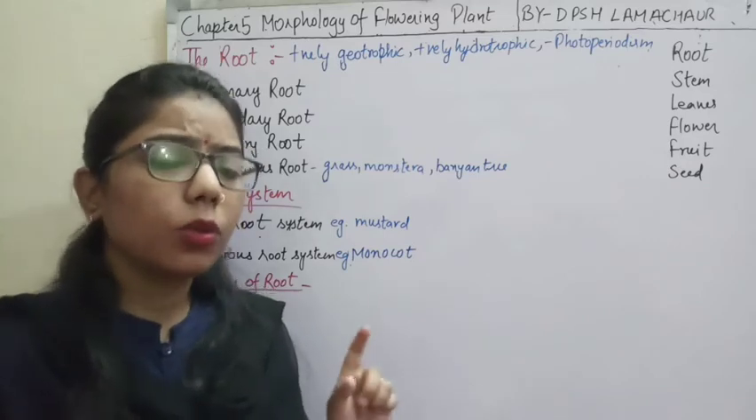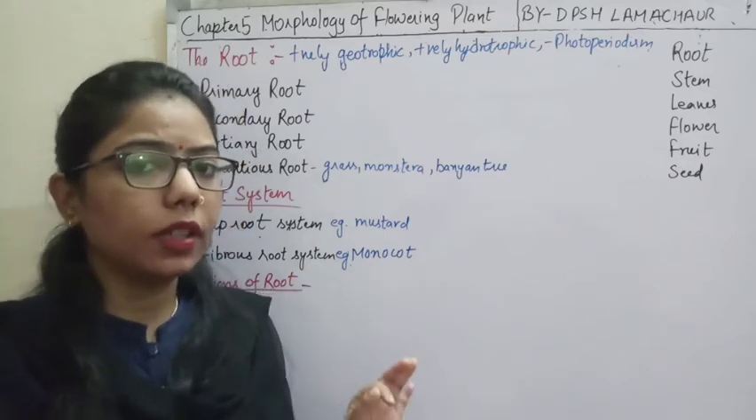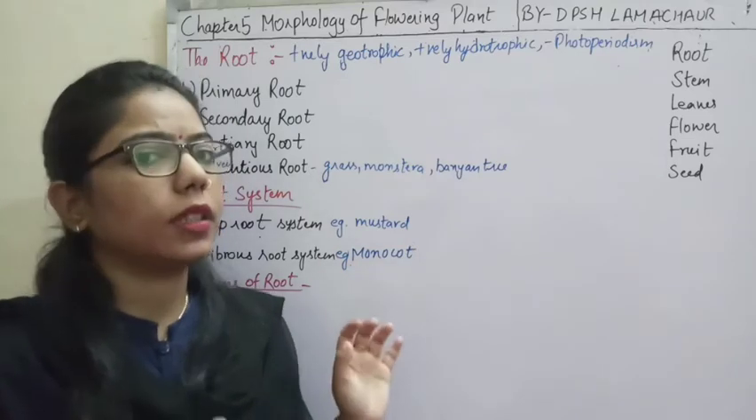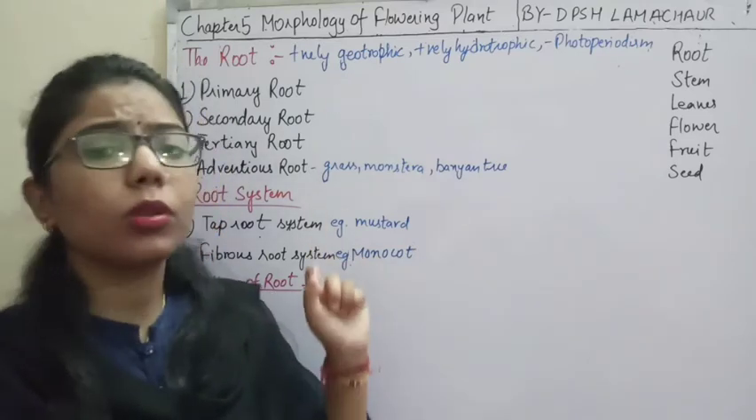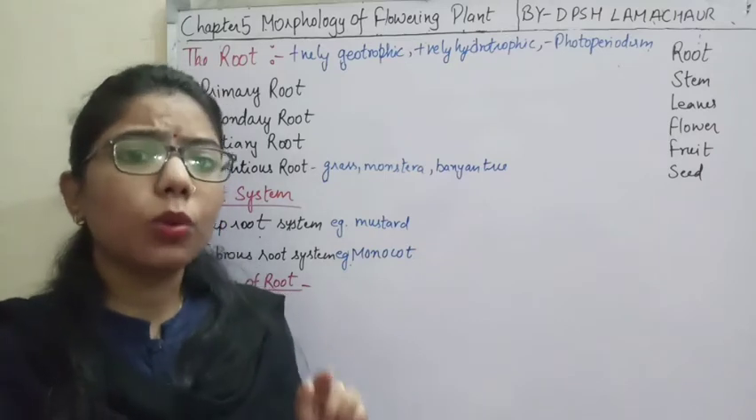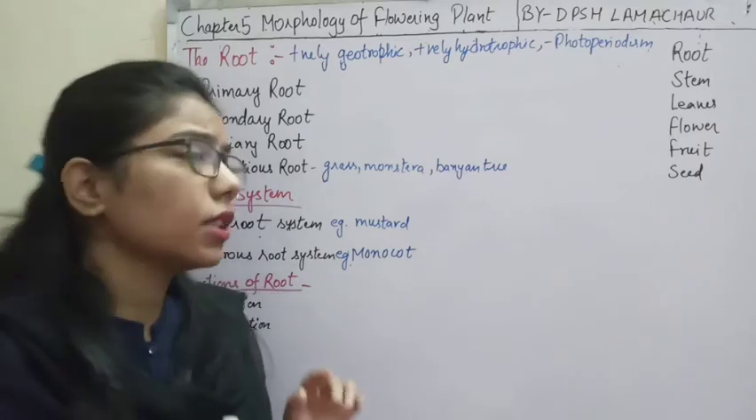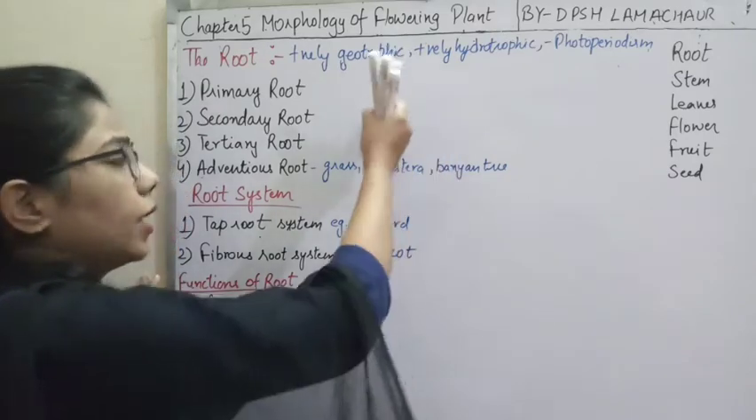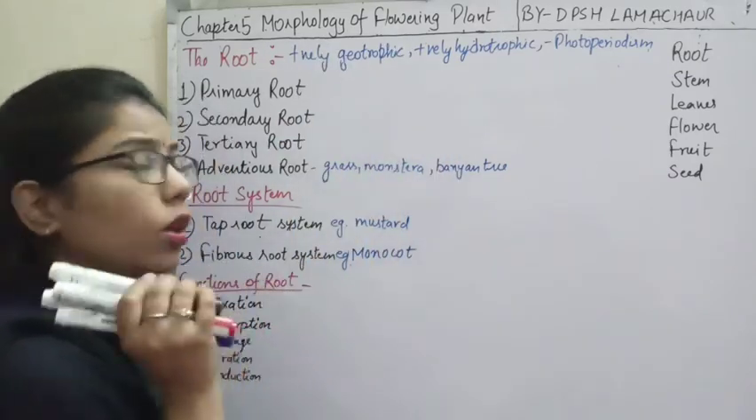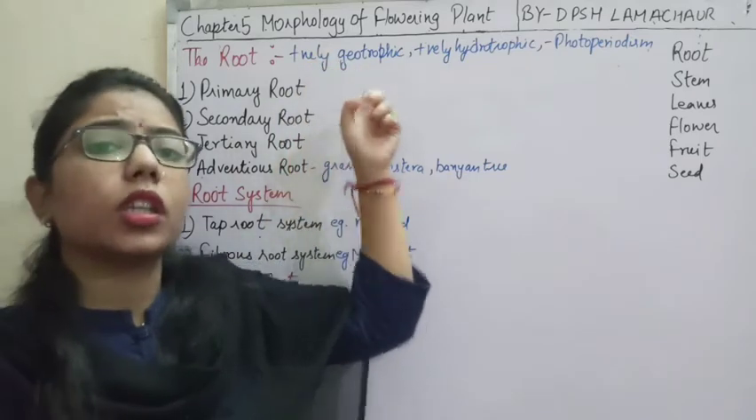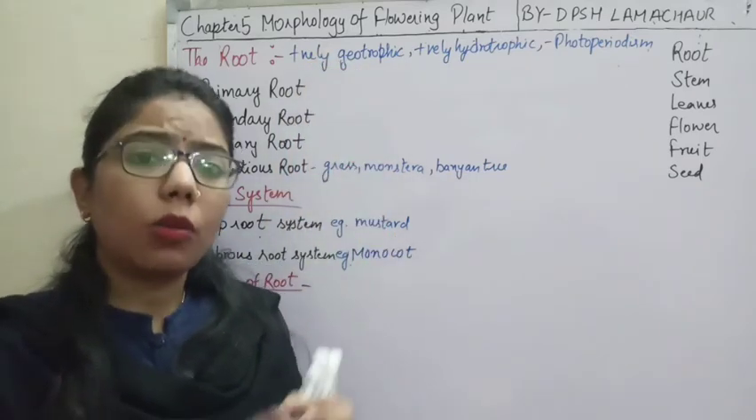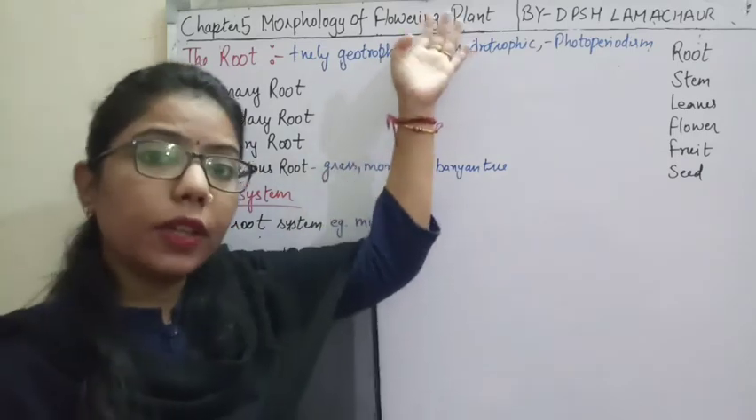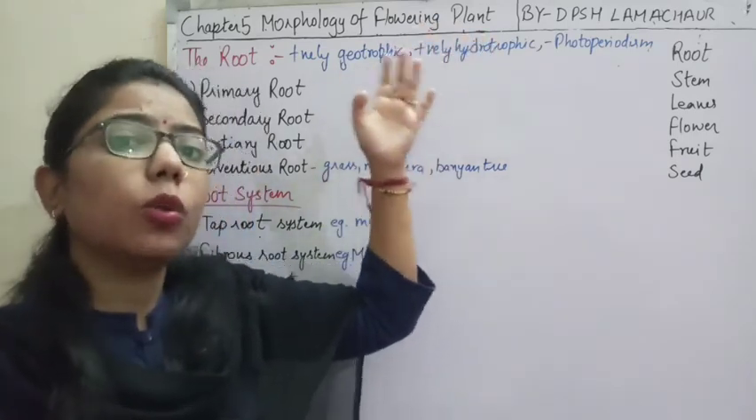Out of those divisions, we have completed Thallophyta, Bryophyta and Pteridophyta. But we didn't discuss the higher plants, those flowering plants. So we will discuss those flowering plants in this chapter. When we talk about morphology, what does it mean? It means the outer or external appearance of these flowering plants. So how it will look.